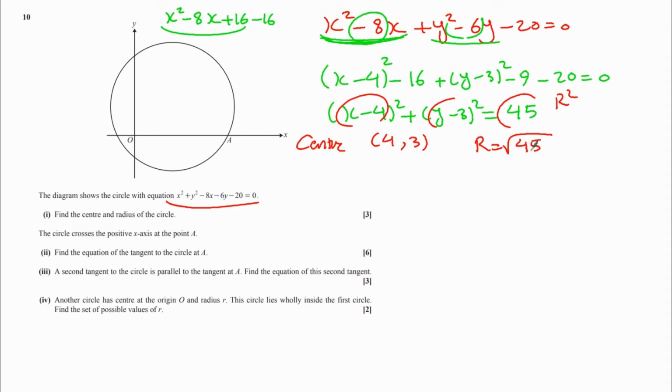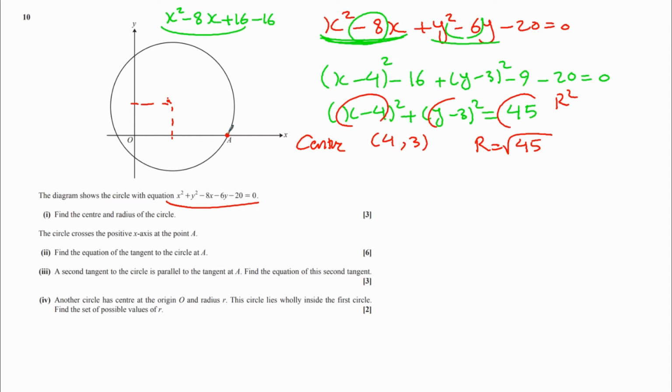So find the center and radius. And as you can see, somewhere around here, this does look consistent with 4 and 3. So somewhere around here we have 4 and we have 3 for the center. Next part of the question is: the circle crosses the positive x-axis at point A, which we have in here. Find the equation of the tangent to the circle at A.